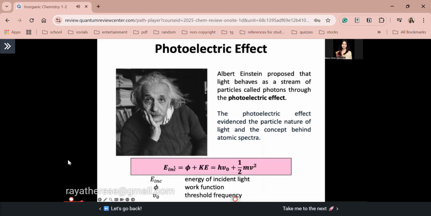Now, this equation is the photoelectric effect equation, which describes what happens when light hits a metal surface and kicks out or ejects an electron. Basically, it indicates that the energy of light, E photon, is equal to the energy needed to eject the electron, which is the work function, plus the energy that describes how the electrons move, which is represented by the kinetic energy or KE. Now, hν0 represents the work function, while 1/2 mv squared is the formula for the kinetic energy. Okay, to summarize, again, this is the photoelectric effect equation. Okay, next.